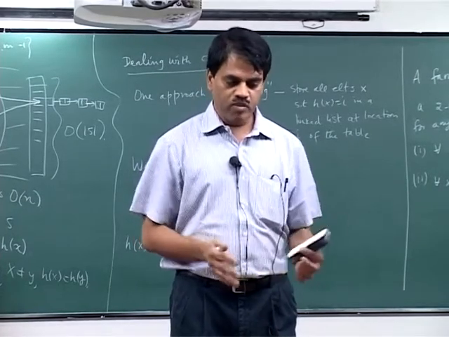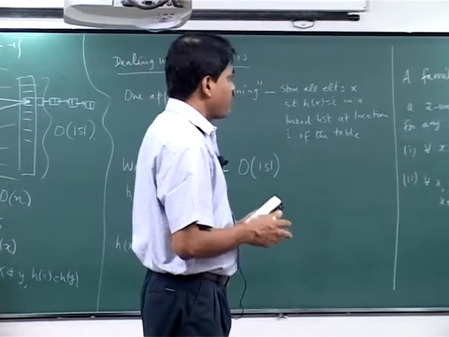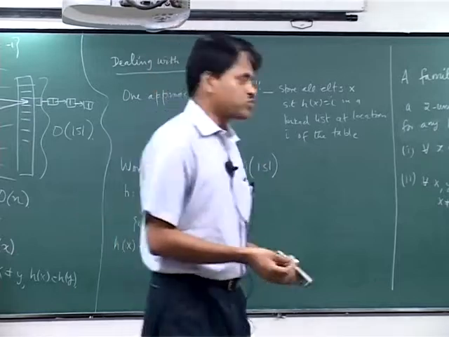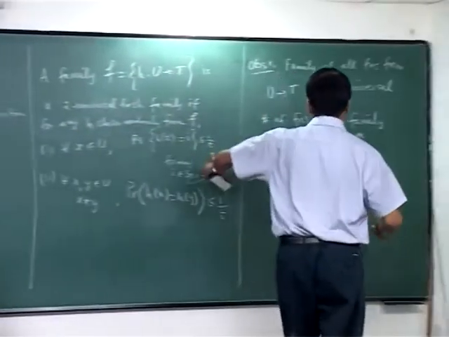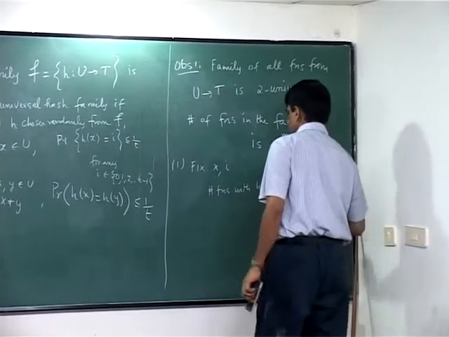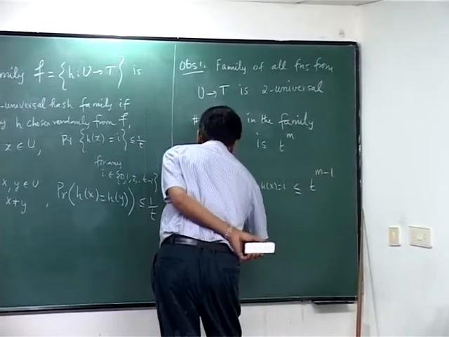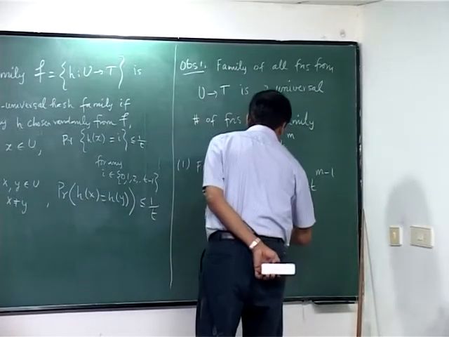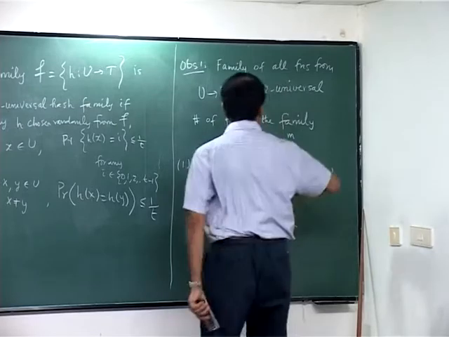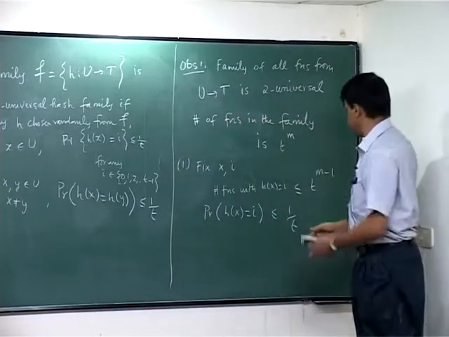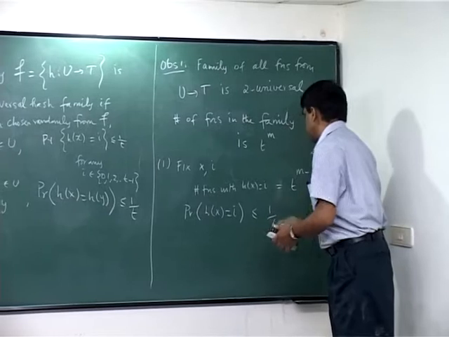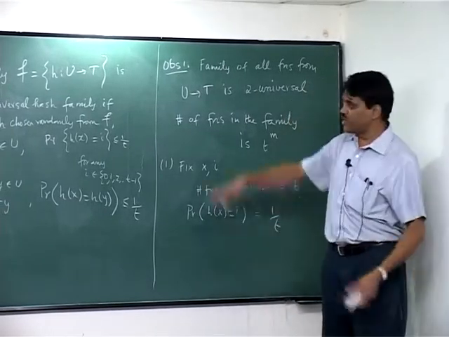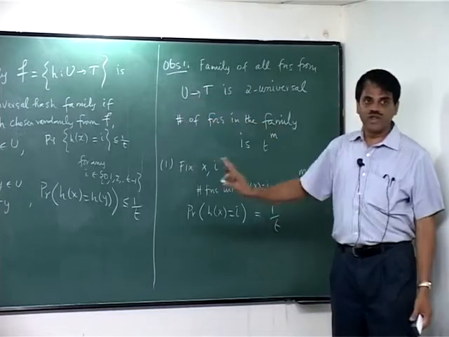So now we need to worry about m minus 1 values. Where do they go? Each one has a choice of t. So t power m minus 1. And that's what I want to show, right? So the probability that h chosen at random, for any fixed i, is at most 1 by t, out of t to the m functions. So it's not very hard to verify, even though it does look like a complicated definition.